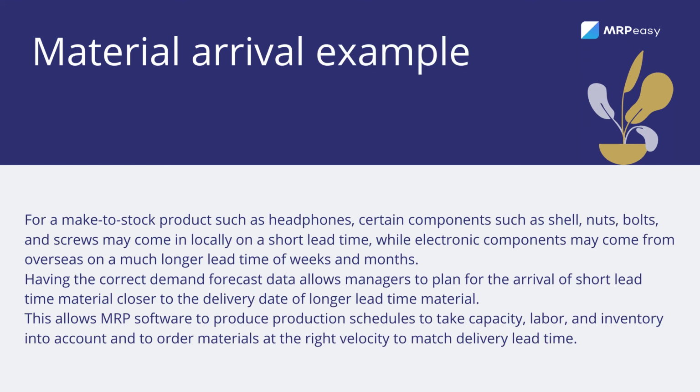Example: for a make-to-stock product such as headphones, certain components such as shell, nuts, bolts, and screws may come in locally on a short lead time, while electronic components may come from overseas on a much longer lead time of weeks and months. Having the correct demand forecast data allows managers to plan for the arrival of short lead time material closer to the delivery date of longer lead time material.